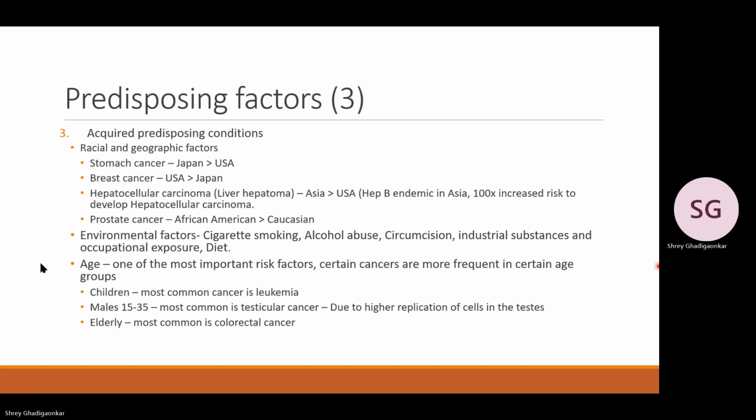And finally, you have age. So one of the most important risk factors. Different ages may be associated with different kinds of cancers. So, for instance, in children, the most common cancer is leukemia. In males, approximately 15 to 35 years of age, the most common is testicular cancer, usually due to high replication of cells in the testes. And in elderly, the most common is colorectal cancer.